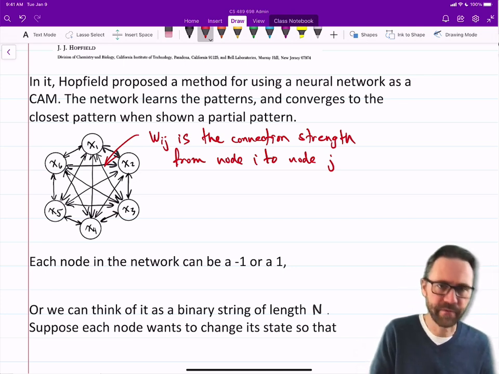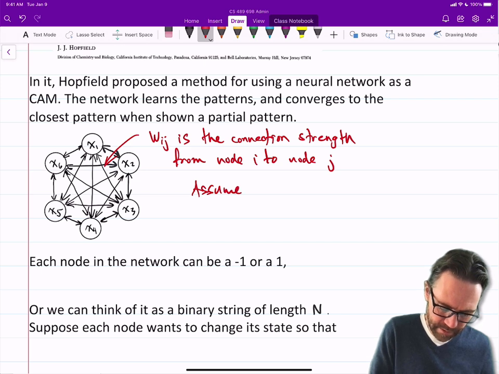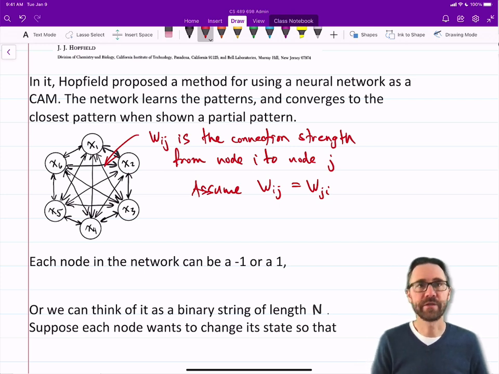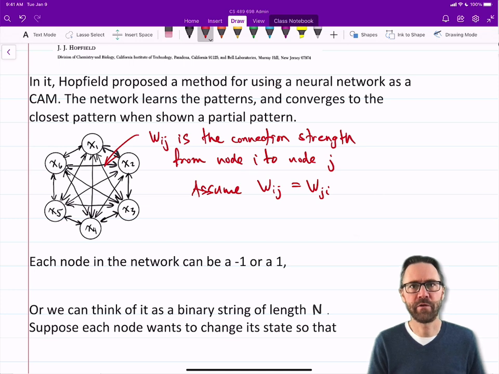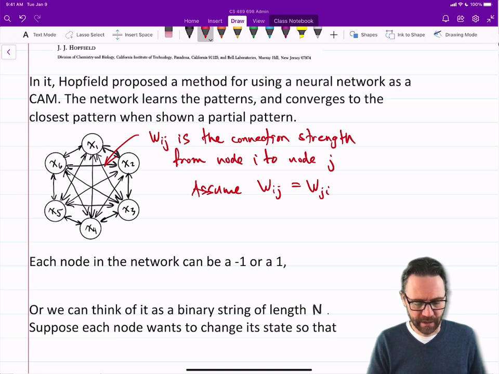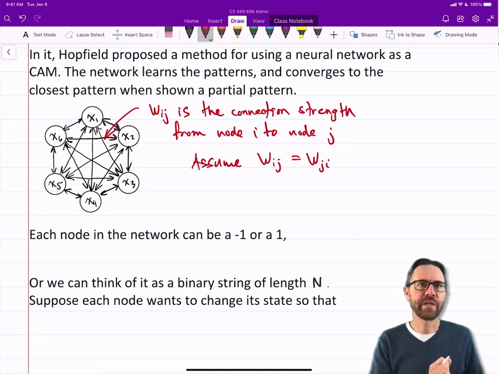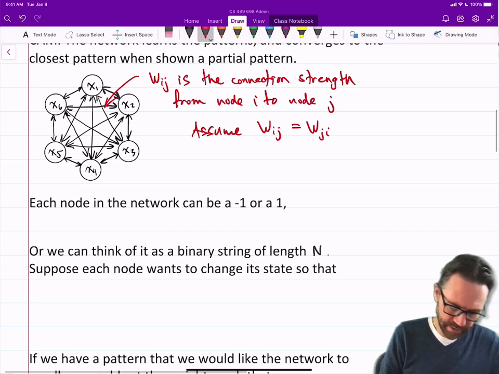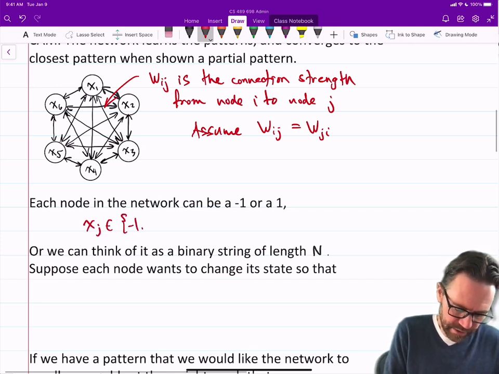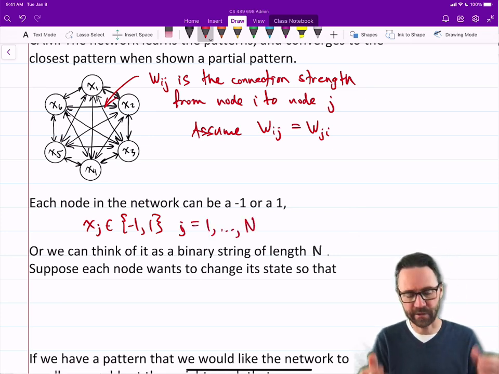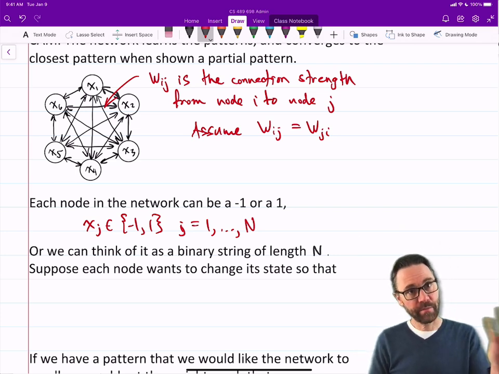And we're going to assume, for the most part, Wij equals Wji. That's one of the assumptions made in that paper by Hopfield in order to arrive at the theoretical results, although they also say that you can relax that constraint and most of the things still work. Now each node in that network will take on a value of +1 or -1. They're really just flip-flopping back and forth between those 2 states. So x sub j is an element of {-1, +1} for j equals 1 to n, where n is 6 in the case of that little diagram.